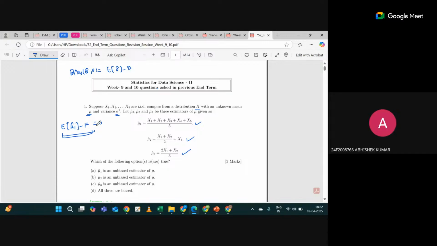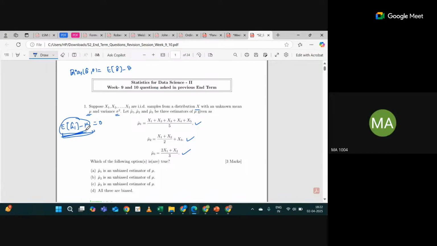We can also check that if the expected value of mu1 hat is equal to mu, then it is unbiased. Yes, if you go like this, you are correct, I'm not denying. You will get whether it's biased or not. I mean, you will get the bias of that estimator also. So we will cross check this part.